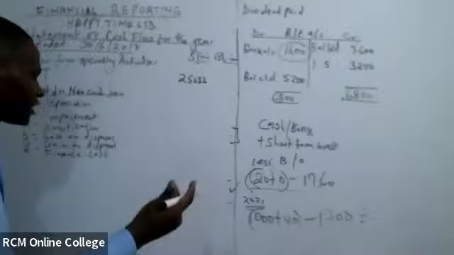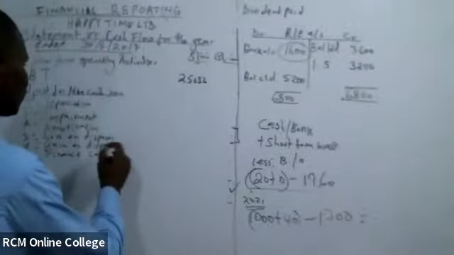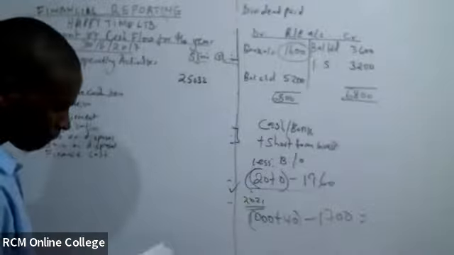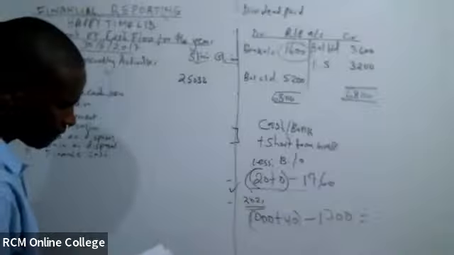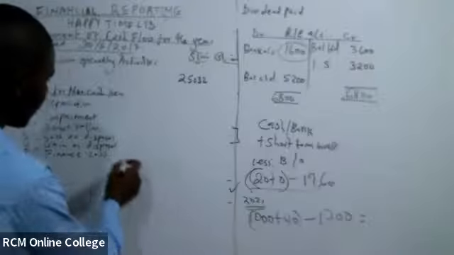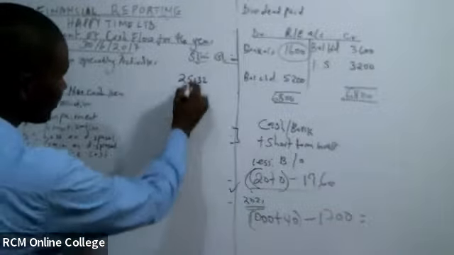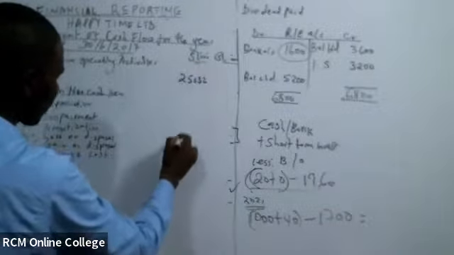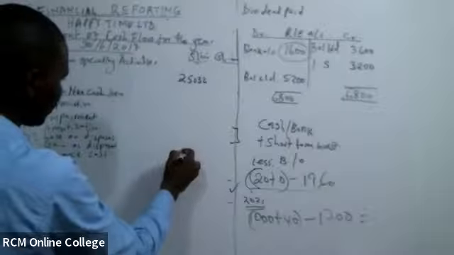Finance cost. Step by step, listen carefully and quickly. Step by step, finance cost. How much? Is it the 868? 868. So here, it was reducing our profit. Therefore, we add it back.